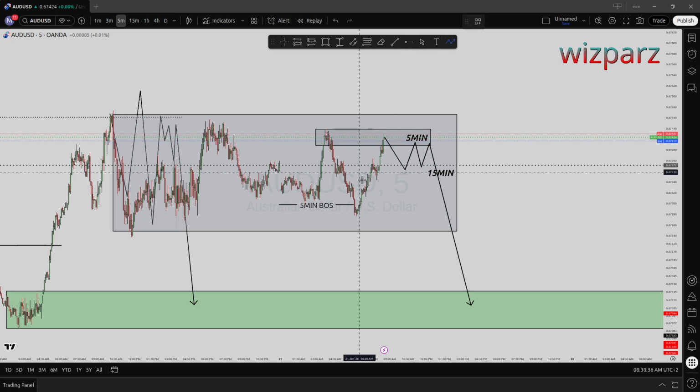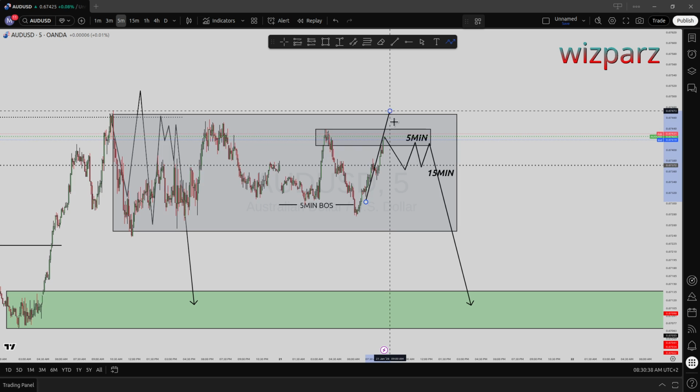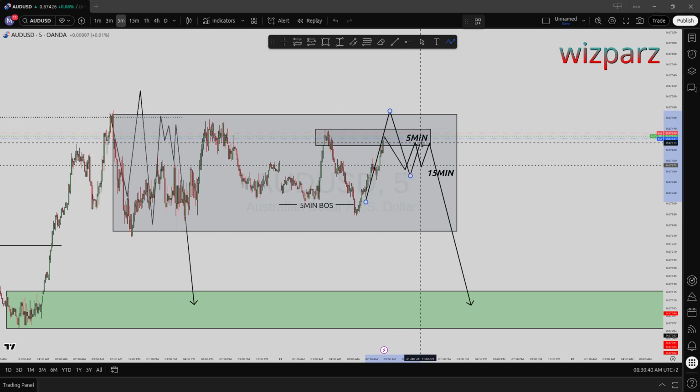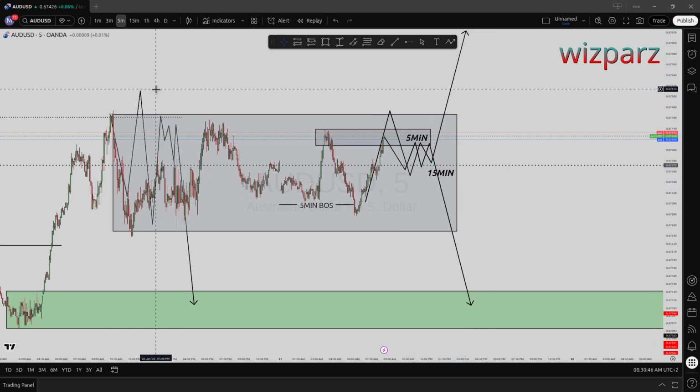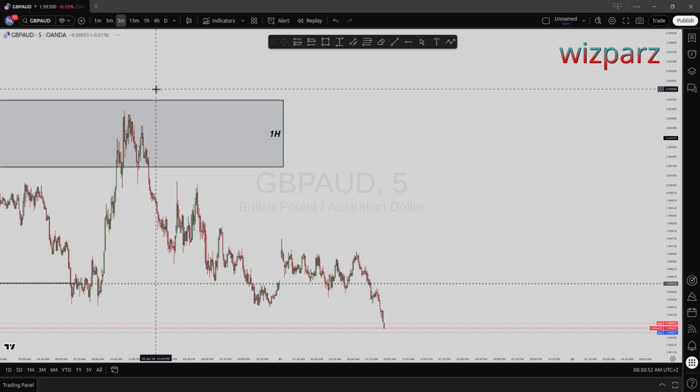But if we see price break structure, then I'm going to look for longs, targeting price to make another impulse to the upside. That's what I'm looking at on AUDUSD.